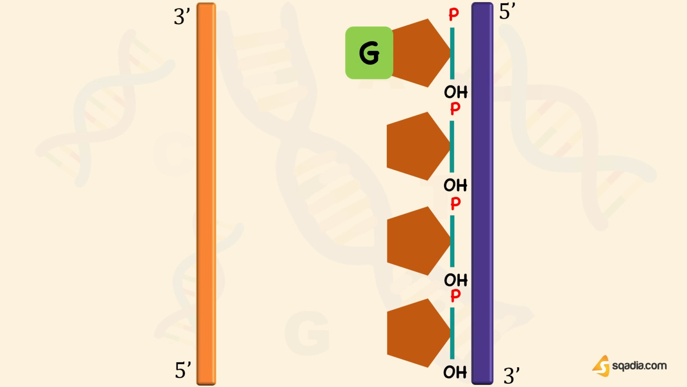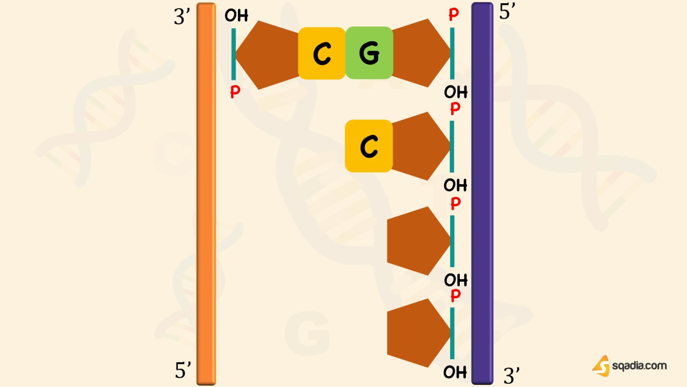Then let us start the process of reading the DNA template. If this is the guanine in the DNA template, the other base that would be made opposite to that will be cytosine. If this is the cytosine in the DNA template, the other base that would be made opposite to that will be guanine.